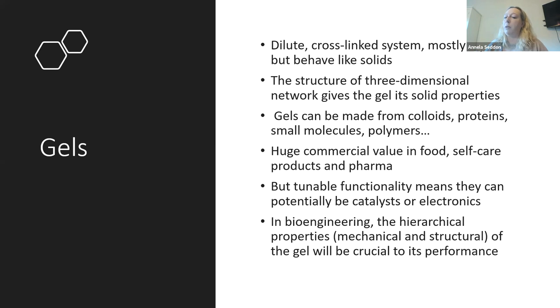So you can potentially put catalytic sites in. So you can actually do catalysis in a gel network. Or, for example, you can make soft electronics out of them. And so there's a huge amount of different things we can do as long as we understand the network structure.